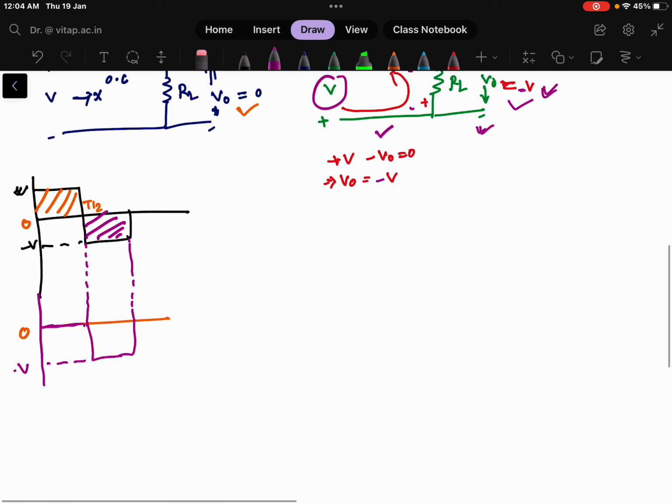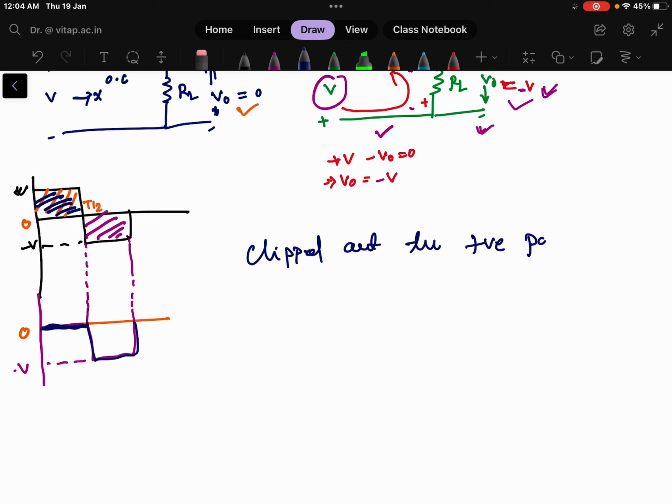Now we can see in this circuit that one part of the signal is clipped out, meaning for this time the value is 0, and for the other half we are getting an output voltage whose value is the same as the input. That means here we have clipped out the positive part, and hence it will be called a positive clipper. Why positive clipper? Because it is clipping out the positive part.